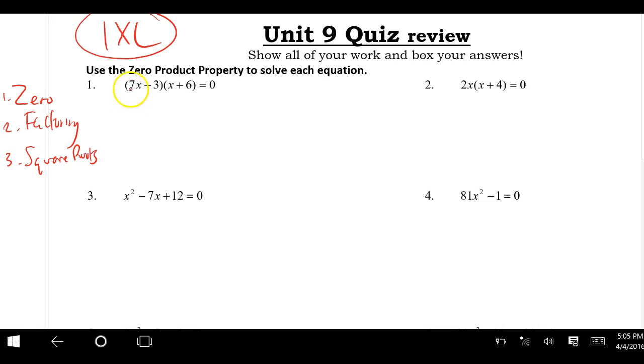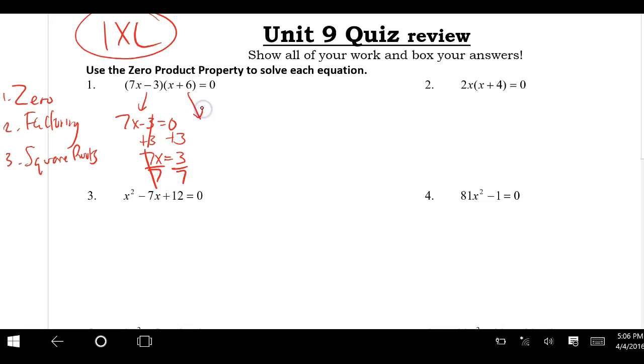Okay, so this first one, we have parentheses equals 0. So for this, I want to do zero product property. So I pull this to the side, 7x minus 3, and I make it equal 0. Then I want to get rid of this 3. I want x by itself, so let's add 3 to both sides. That cancels out the 3, and now I have 7x on the left and 3 on the right. And the last step you want to do is divide by 7 to cancel out that 7. And then your answer is going to be 3 over 7 for the first solution.